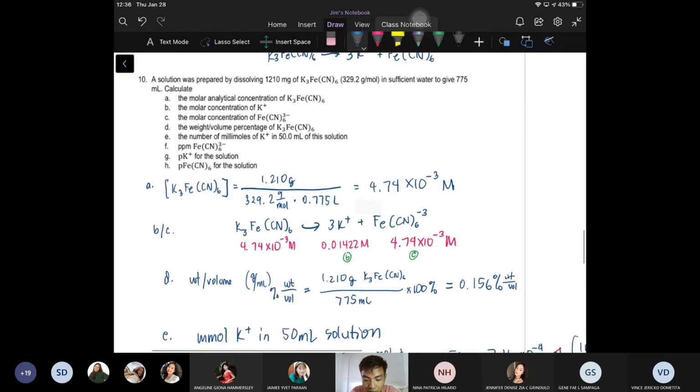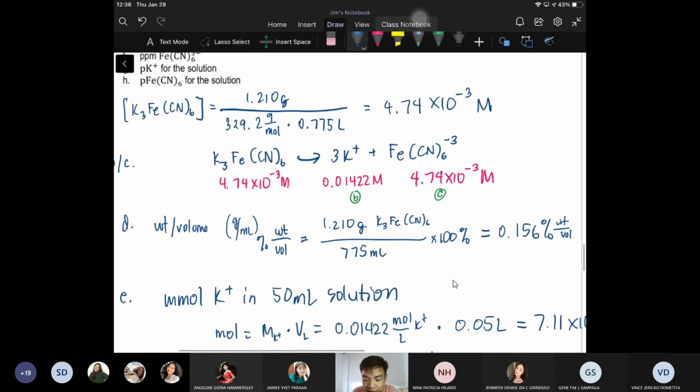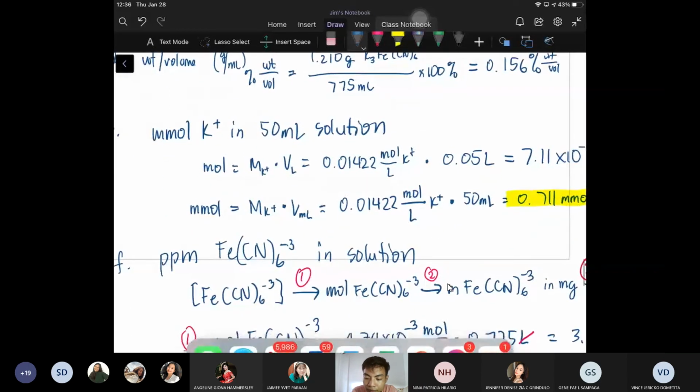What else? Ang additional info natin, percent weight per volume. So basically, that is grams of your solute divided by the volume of solution in ml times 100%. Para siyang density. Naka-percent nga lang. Okay?